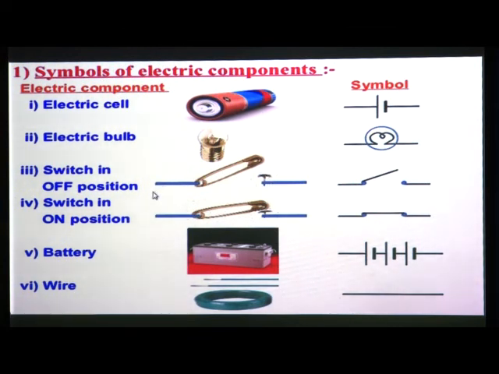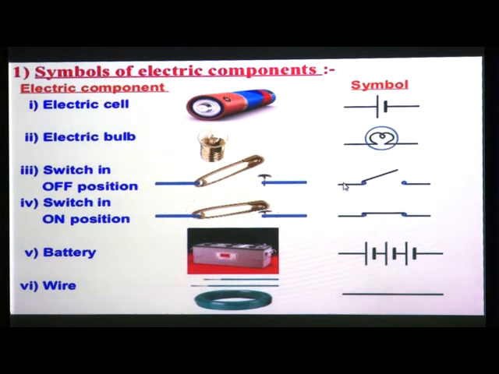So at the end of the first wire there is a safety pin, and at the end of another wire there is a nail. When this safety pin is not touching the nail, it means the switch is in off position. When the safety pin is not touching the nail, that is the off position. It means electric current is not passing through these two wires. That is why it is shown like this.